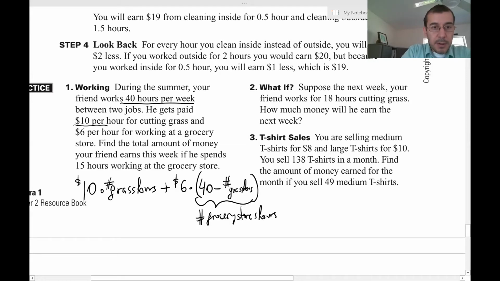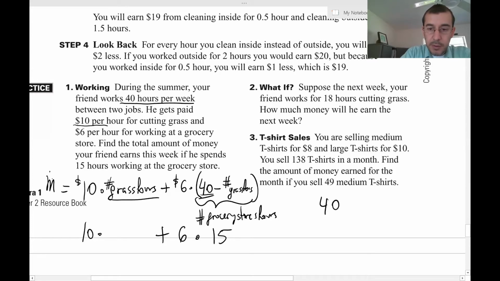Okay. And find the total amount of money your friend earns. So that's the total amount of money, M, he earns this week, if he spends 15 hours working at the grocery store. So this is 15 hours. So 6 times 15 plus 10 times, well, what's the grass hours? Well, 40 hours he works total, so basically 40 minus the number of grass hours equals 15.